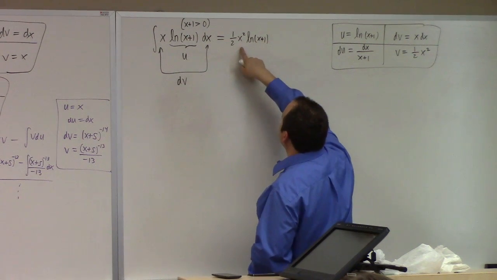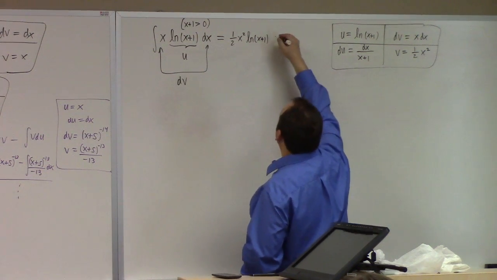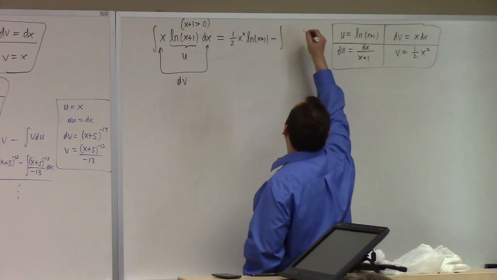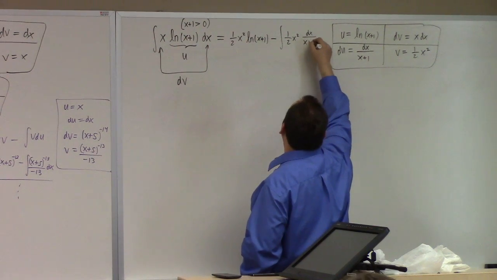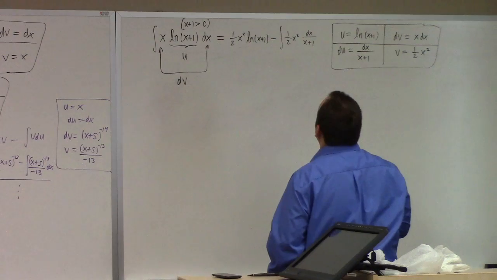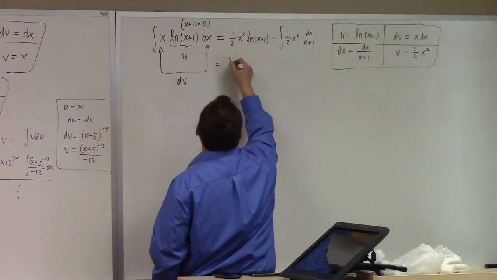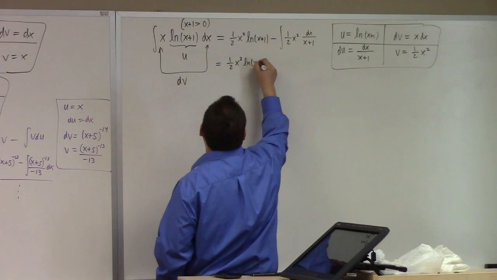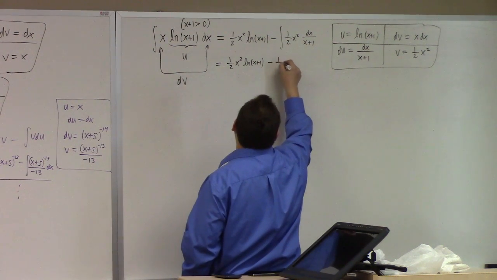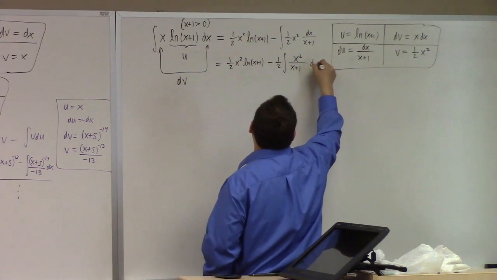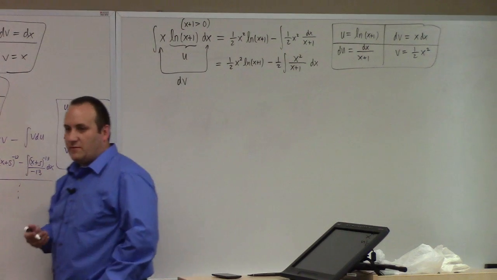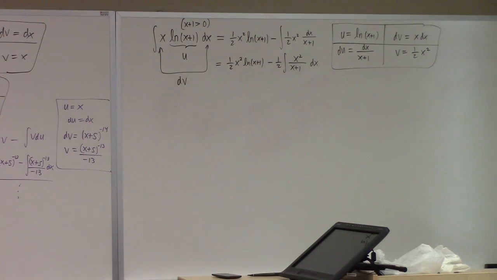Let's see here, 1 half x squared natural log of x plus 1, oh, minus v, right, minus integral of 1 half x squared times dx over x plus 1. Ooh, interesting. 1 half x squared natural log of x plus 1 minus 1 half integral of x squared over x plus 1. Yes. All right. I haven't really done much, just rewrote it. How do you integrate x squared over x plus 1?